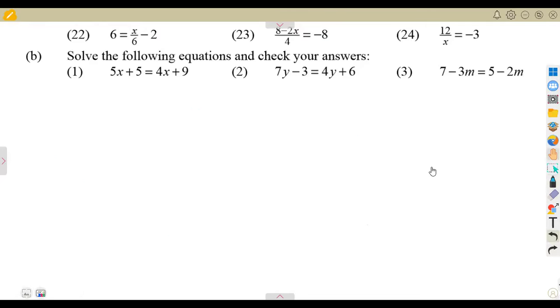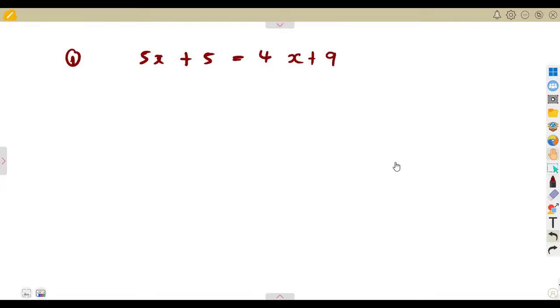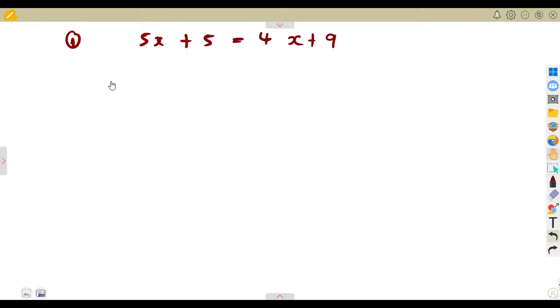Solve the following equations and check your answers. So there they need you to automatically check your answers after solving. We are given different expressions to consider. On number 1, 5x plus 5 is equal to 4x plus 9. That's an equation that you're given, where now we can see there's another x, there is x on this side. There is also x on this side.